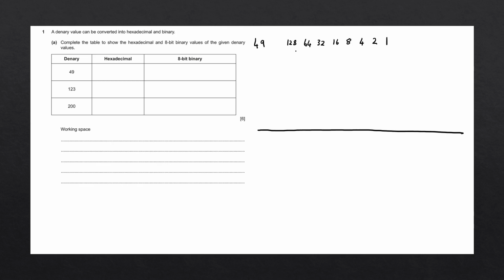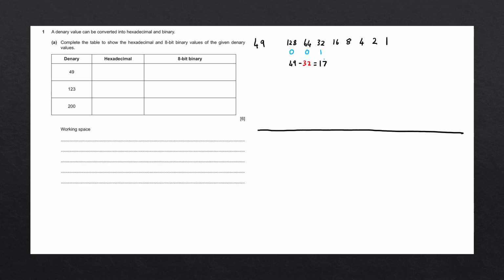We're going to go left to right, seeing if each number can fit into 49. If it does, then we're going to subtract that number from 49. Starting off with 128. Can 128 fit into 49? The answer is no. So we're going to put a 0 underneath 128. Next number, does 64 fit into 49? The answer is no, so we put a 0. Does 32 fit? Well, it does, so in this case, we're going to write out 49 minus 32. That's going to give us a result of 17. And we're going to place a 1 underneath the 32, since we've used it.